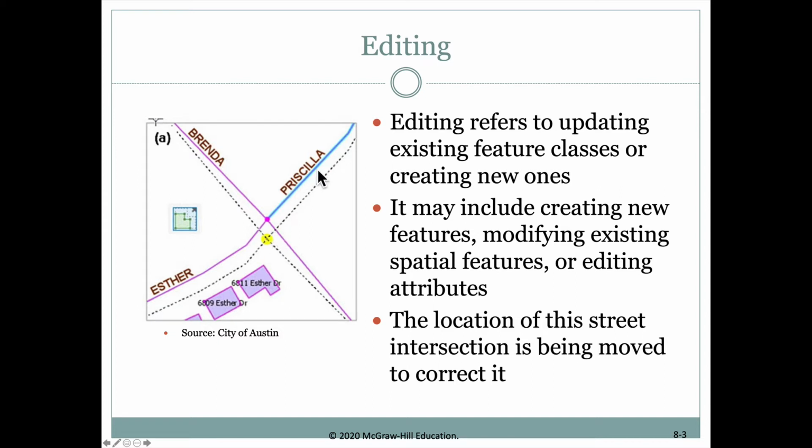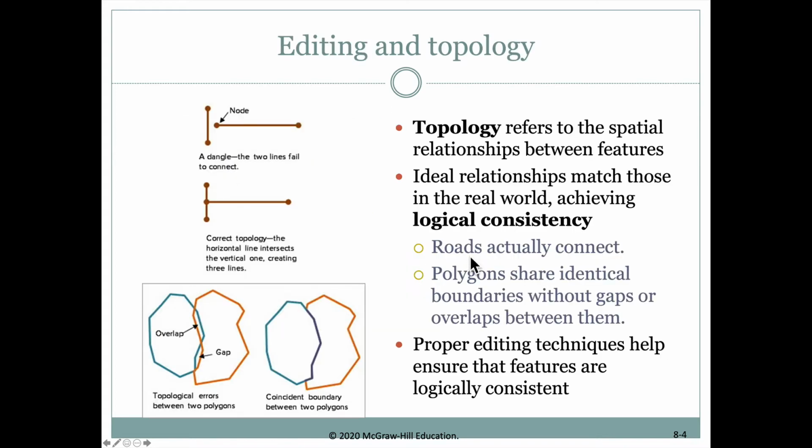This may require editing a number of different lines and possibly different points along those lines in order to make it best fit along these dashed lines. So in editing, we're either creating new features, modifying existing features on the map, or we might be editing the attribute table as well. In this example, once again, we're moving a bunch of streets. That would be an example of modifying existing spatial features.